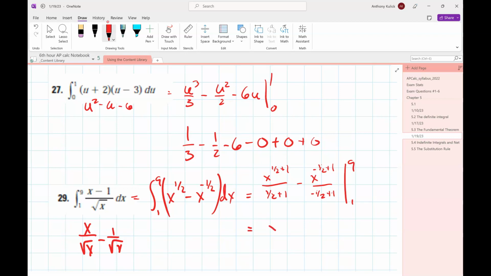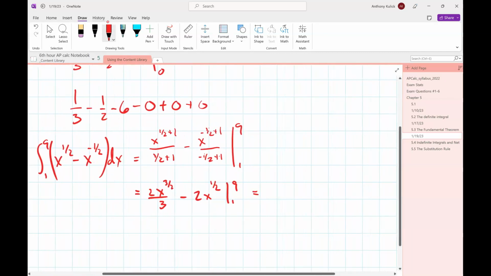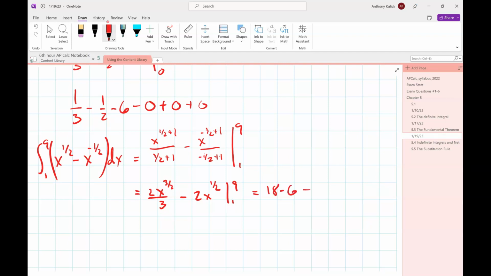So what does that become? x to the 3/2 over 3/2, which is 2/3, minus 2x to the 1/2. So let's see. 9 to the 3/2 is 27. 18 minus 3/6, and then minus 2/3 minus 1. Oops. Plus.